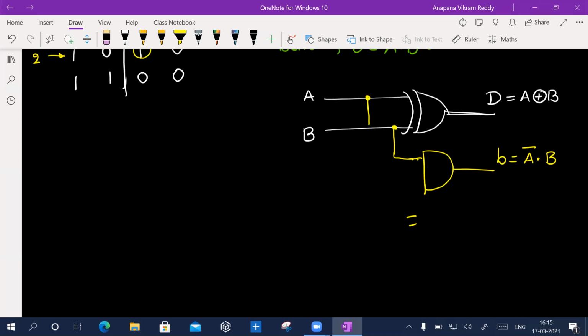Let me remove everything here. And now I'll take one NOT gate. Okay. So here I have A and here I'll be having A complement. So this is A complement and this line is B. This is B. Here also I have B. So borrow is equal to A complement and B.